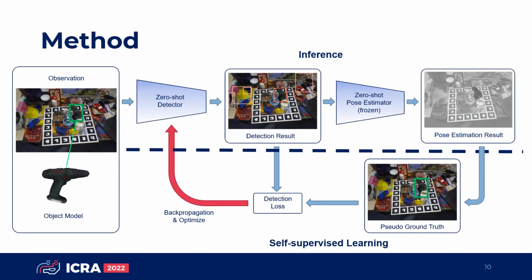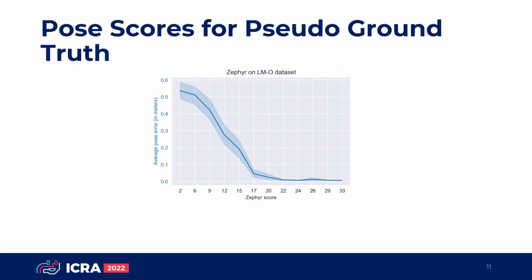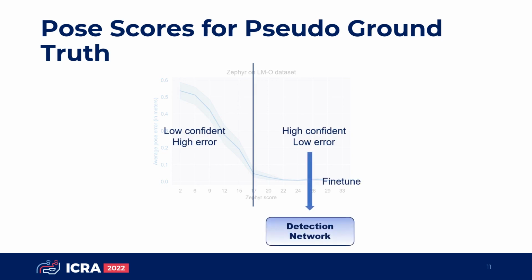In our pipeline, the pose estimates are used as a supervisory signal to the detection algorithm, but how do we select which estimates are good enough to use? We found that the pose estimation confidence scores learned by Zephyr are a strong indicator of the quality of the pose estimates. This plot shows the average pose error versus the confidence scores estimated by Zephyr. As we can see, higher confidence scores correspond to more accurate pose estimates, and we can use only these high-quality estimates to fine-tune the detector.